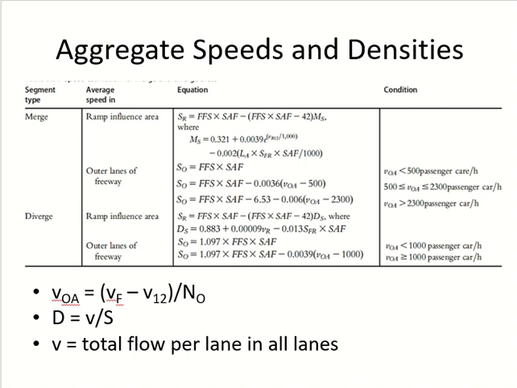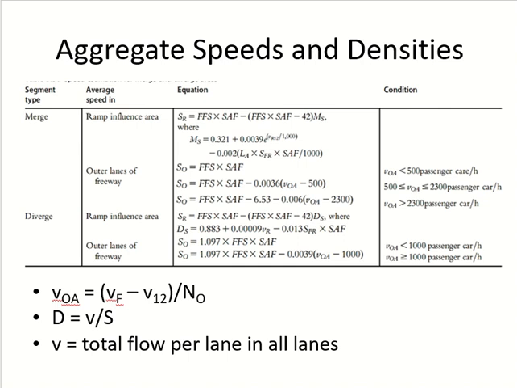This one is for the outer lane. Ramp influence area means how many lanes? Two. So in the first two lanes, speed equals this, where MS is from here. In the outer lane, speed equals this. But then you also have to look at the volume: speed can be equal to this, this, or this, depending upon the total volume in the outer lane, not per lane. VOA means total volume in the outer lane. If the total volume is less than 500, this is the speed. If it is between 500 and 2300, this is the speed. If it is more than 2300, this is the speed.